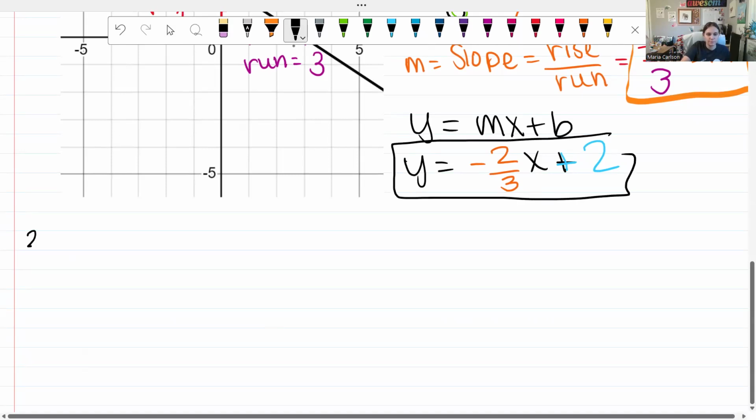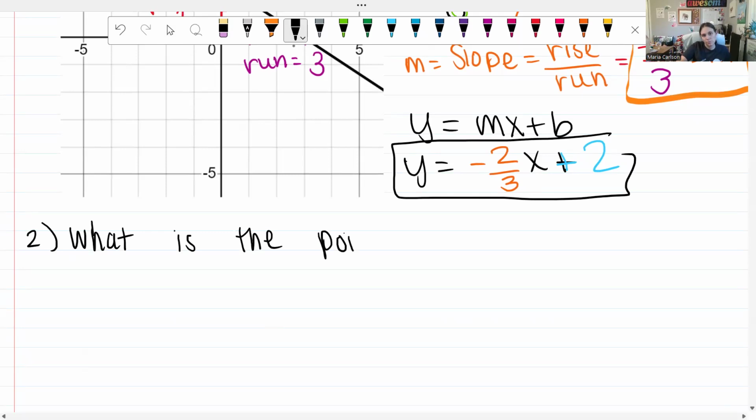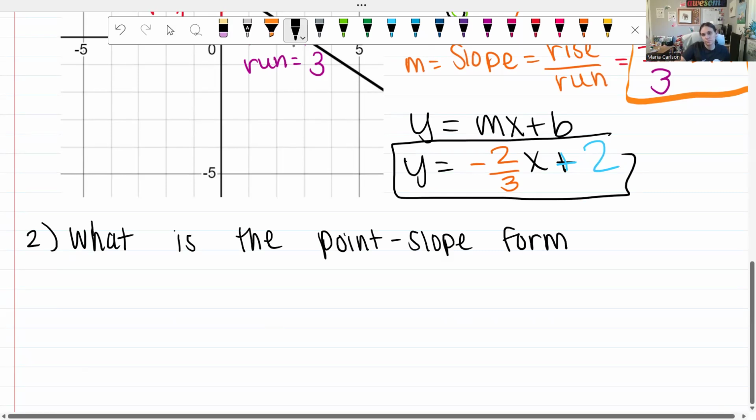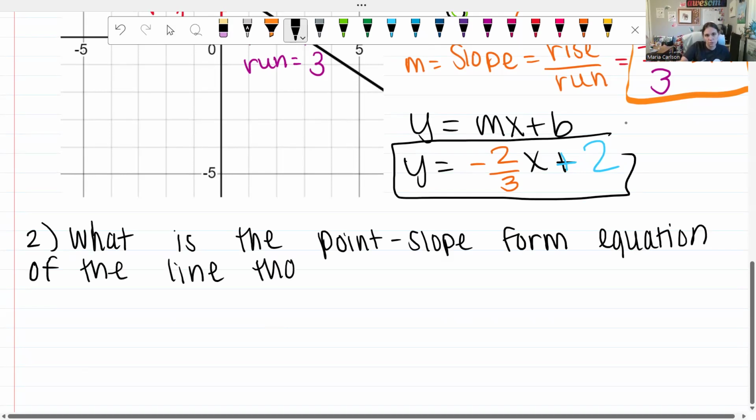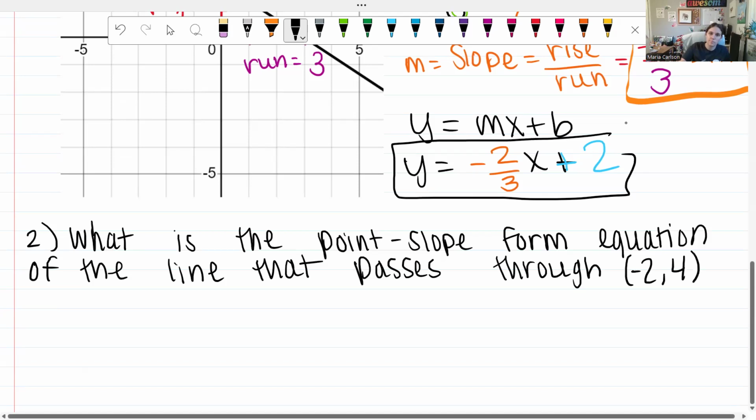All right, example 2. What is the point slope form equation of the line that passes through, this is the point, -2, 4, and has a slope of 5/3.